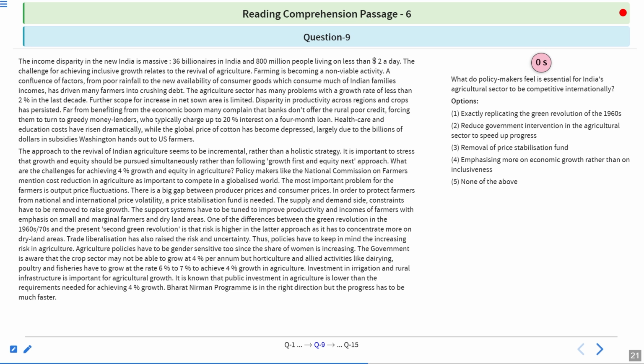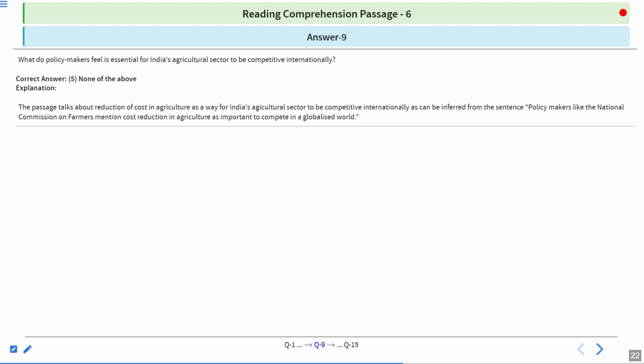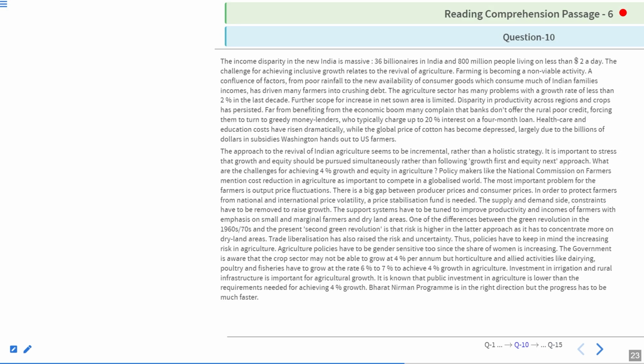I hope you've chosen the right one. Let's move to the correct answer. The correct answer is 5, none of the above. And the explanation is the passage talks about reduction of cost in agriculture as a way for India's agriculture sector to be competitive internationally, as can be inferred from the sentence. Policymakers like the National Commission on Farmers mention cost reduction in agriculture as important to compete in a globalized world.